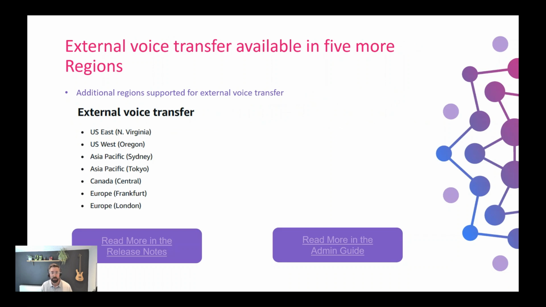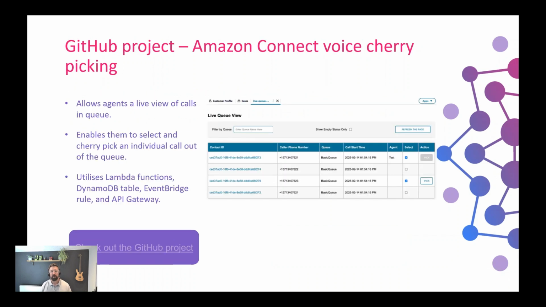Finally, for this month, an interesting GitHub project from a Connect solutions architect at AWS, Ryan Headland. Ryan's developed this voice cherry picking solution, which allows agents in Connect to have a live view of what's in their queue. It's presented as a third-party app within the Connect agent workspace. It allows them to select individual calls from the queue and cherry pick the one they want to handle.